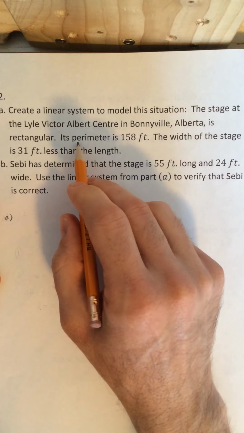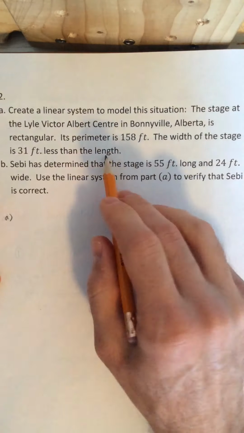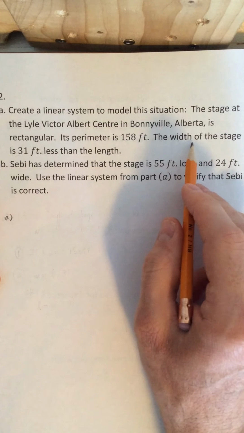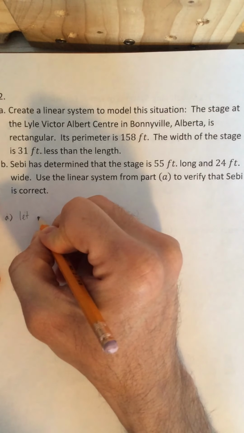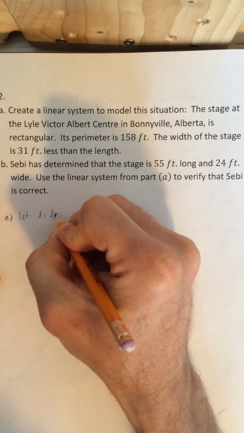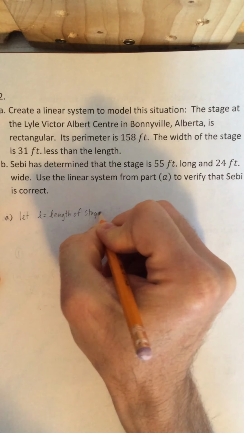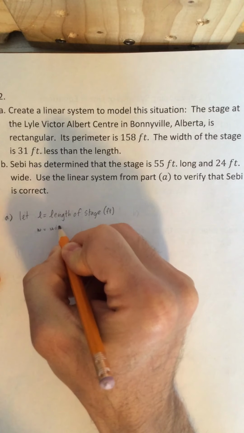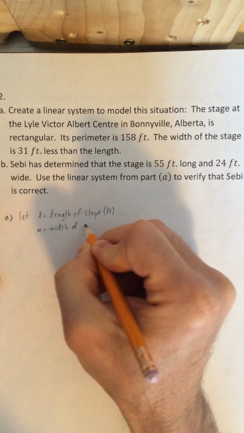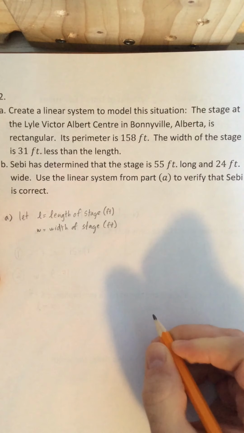So the unknowns that we have, since we're talking about the perimeter of a rectangular stage and we're talking about the width and the length, these are our unknowns. The actual width in feet and the length in feet. So for my let statement, I'm going to write let L equal the length of the stage. And the units are going to be feet, so I'm just going to put in brackets feet. And I'm going to let W equal the width of the stage. And that measurement will also be in feet, so I'm going to put in brackets feet.